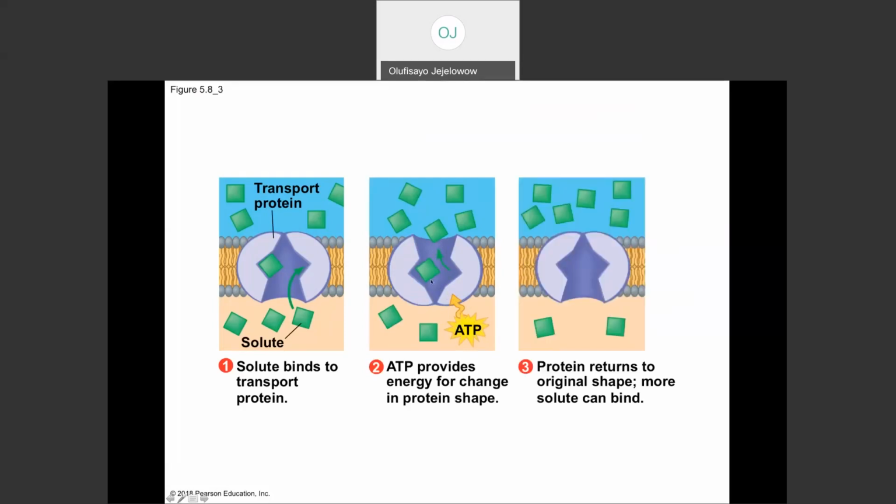As soon as the solute is ejected, the protein returns to its original shape and is ready to bind more solute and continue the process of pumping out unwanted molecules from regions where they are less concentrated to where they are more concentrated, depending on the needs of the cell.